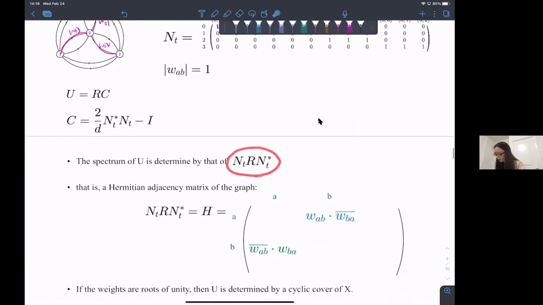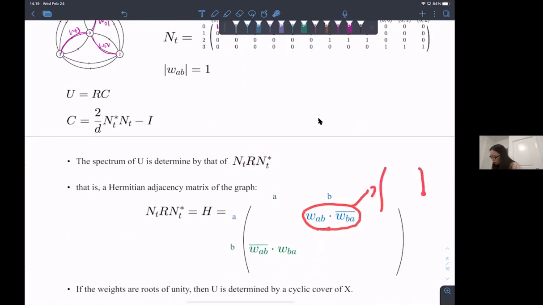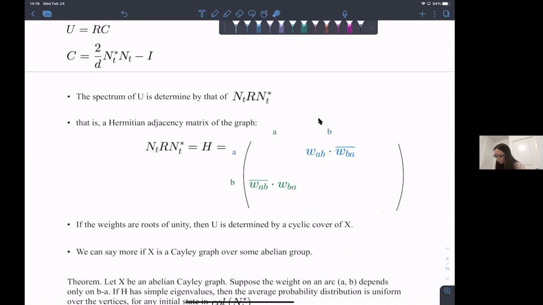And it turns out that it's not the adjacency matrix of a graph, but the Hermitian adjacency matrix of maybe a mixed graph. And those are the entries of this Hermitian matrix. Now, if these Ws are roots of unity, then I can replace each of the entries by a permutation matrix of appropriate size, and we can blow this Hermitian matrix up to a large 0, 1 matrix, which is the adjacency matrix of a cover of the graph. Okay, so that is one connection between quantum walk and covers. And in addition, if the graph is Cayley over the abelian group, then we can say something more.